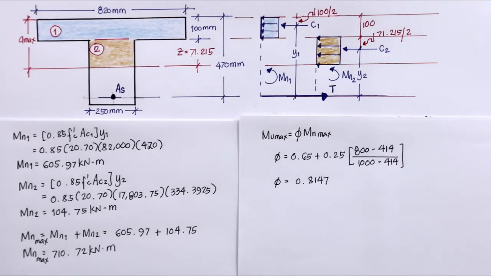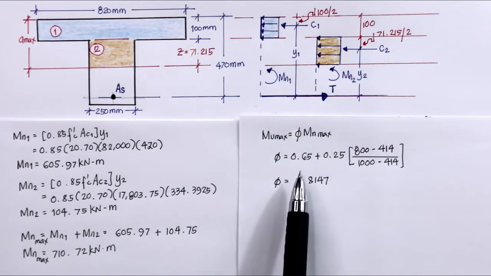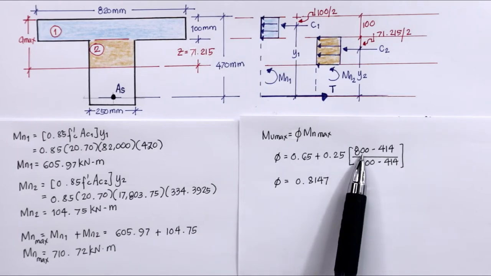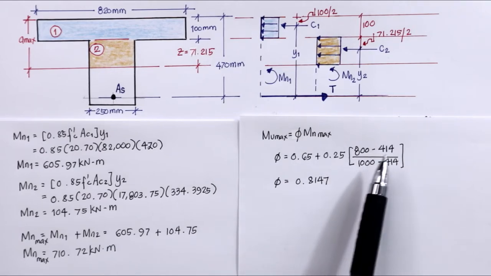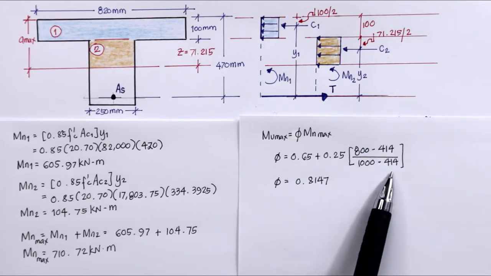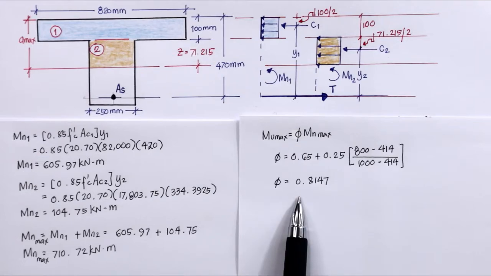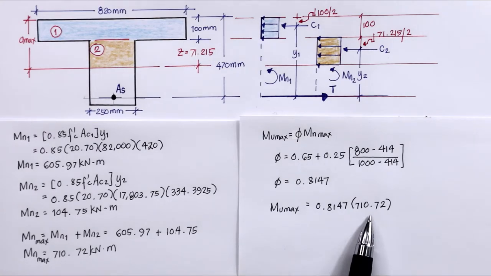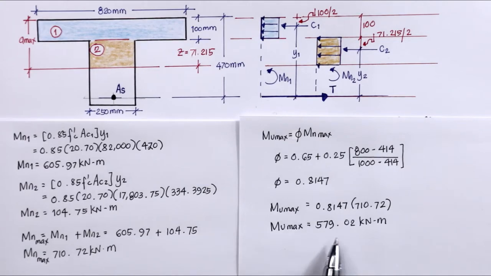Using the formula of reduction factor for transition region, reduction factor is 0.65 plus 0.25, Fs is equal to 800 MPa, minus Fy 414 MPa, over 1000 minus Fy, then the value of reduction factor is equal to 0.8147. Mu max is equal to reduction factor 0.8147, multiplied by the value of MN max 710.72 kN. Then the value of MU max is equal to 579.02 kN.